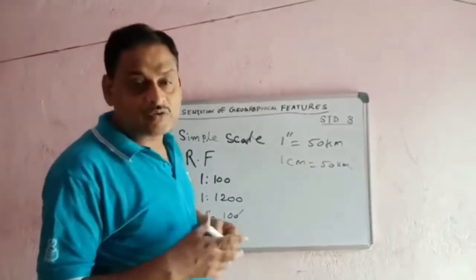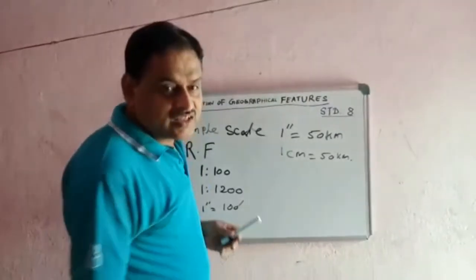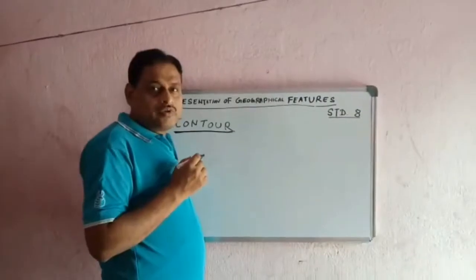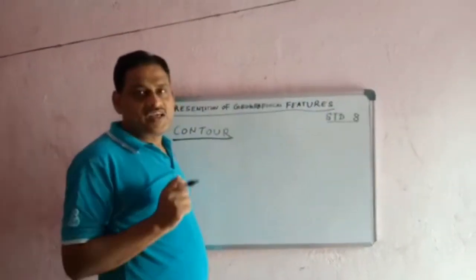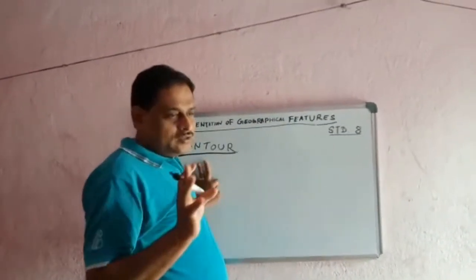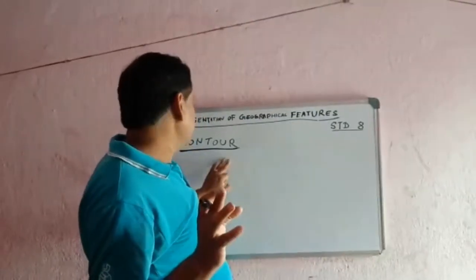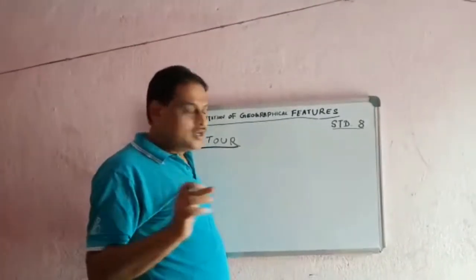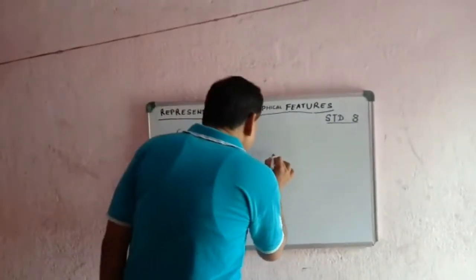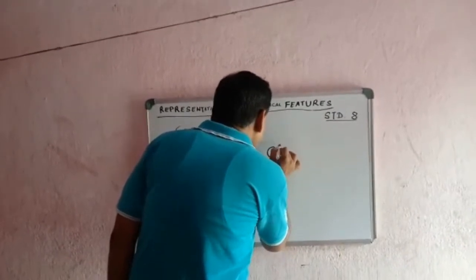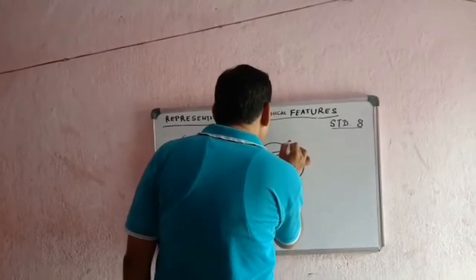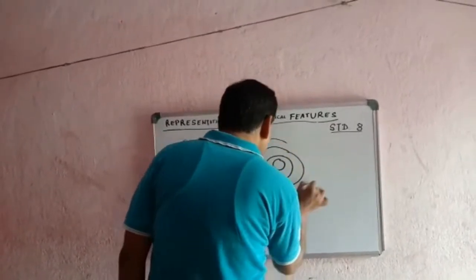Now we are going to start contour. What is contour? Actually by definition, it is two or more equal heights joined by a line, that is a contour line. But I am going to show you how to make contour maps. I am going to draw the contour lines or contour map of a conical hill.